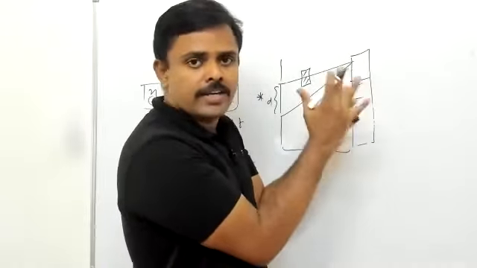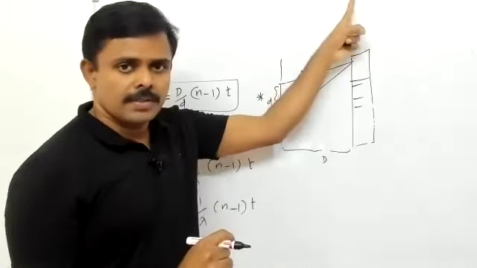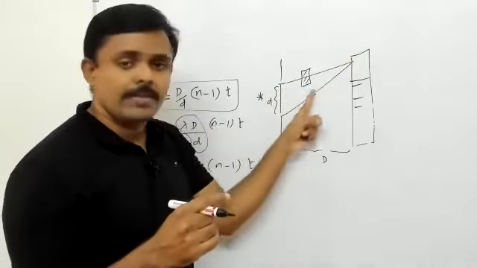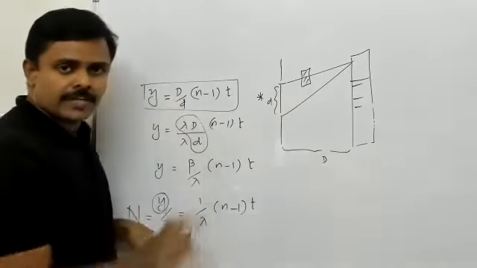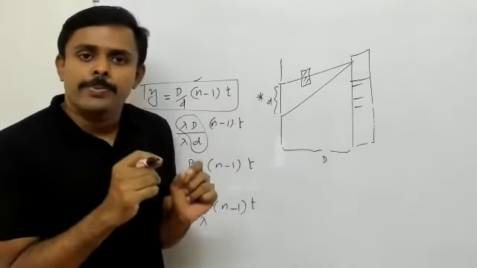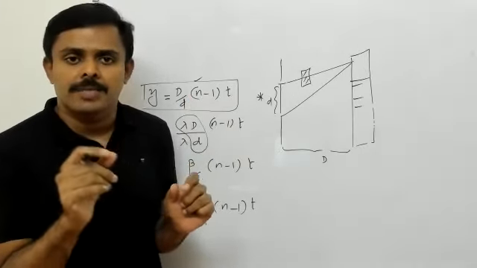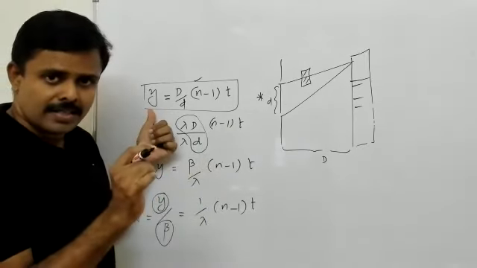When does it shift up? If you introduce it in the path of the first beam, it shifts up. If you introduce it in the path of the second beam, it shifts down. Understood? So anyway, it is D by d into (n minus 1) into t. But this equation is to be used when the options are given in centimeters or meters. That means in distances. Y is a distance, right?